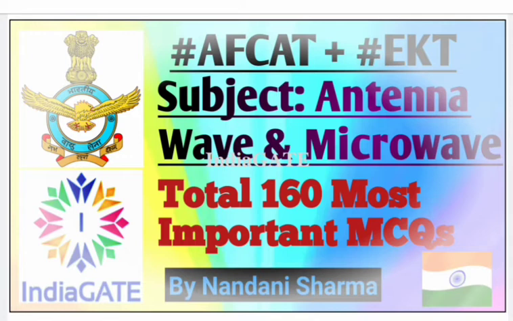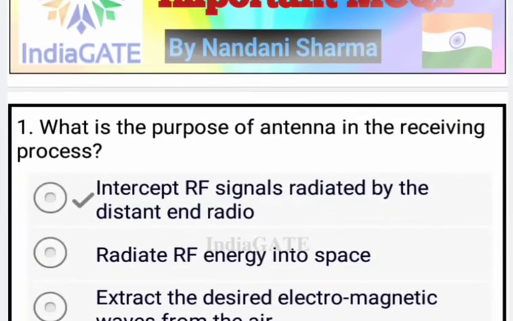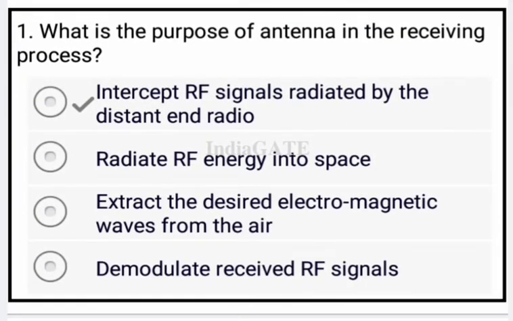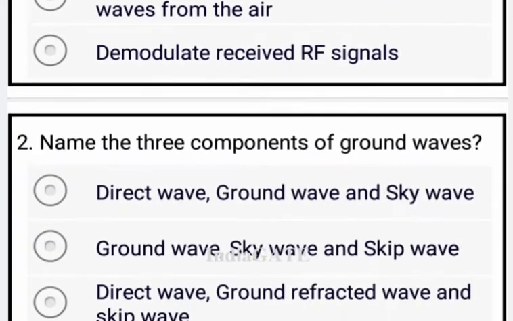So let's get started. The first question of this session is, what is the purpose of the antenna in the receiving process? The correct answer is option A, that is, intercept the RF signal radiated by the distant end radio. So option A is the correct answer. Now, next question.